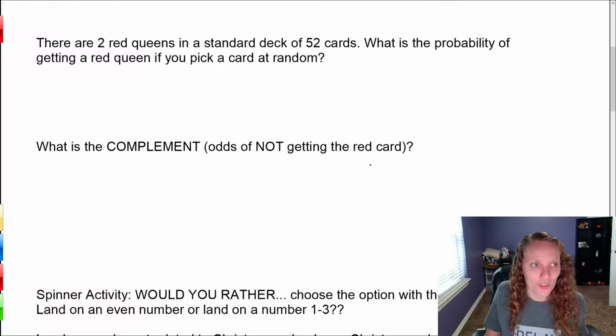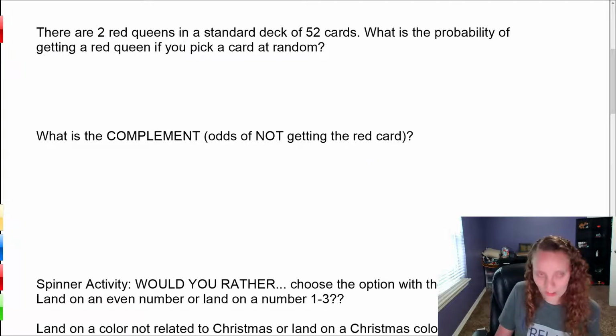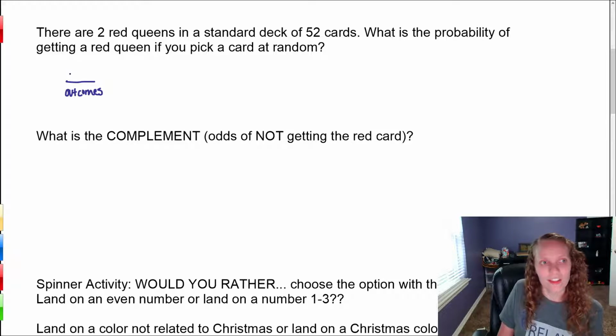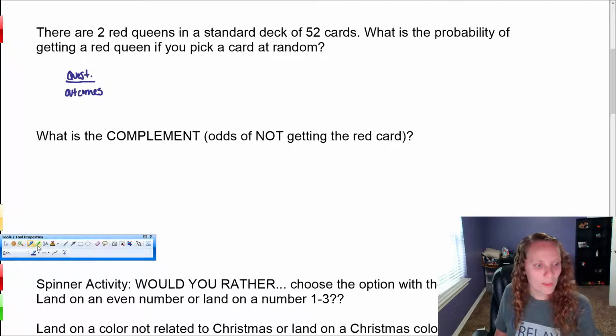Alright, so let's look at this first one here. There are 2 red queens in a standard deck of 52 cards. What is the probability of getting a red queen if you pick a card at random? So when finding the probability, we're going to make a fraction. The total outcomes will go in the denominator, and then whatever the question is asking for goes in the numerator.